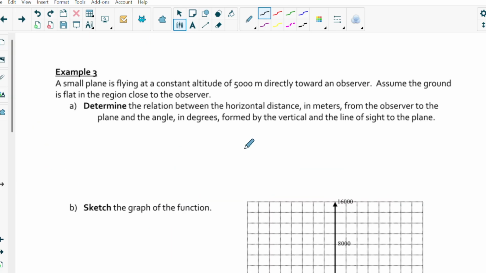Okay, example 3. Let's do an application problem involving the tangent function. A small plane is flying at a constant altitude of 5,000 meters directly toward an observer. Assume the ground is flat in the region close to the observer. Determine the relation between the horizontal distance in meters from the observer to the plane and the angle in degrees formed by the vertical and the line of sight to the plane.